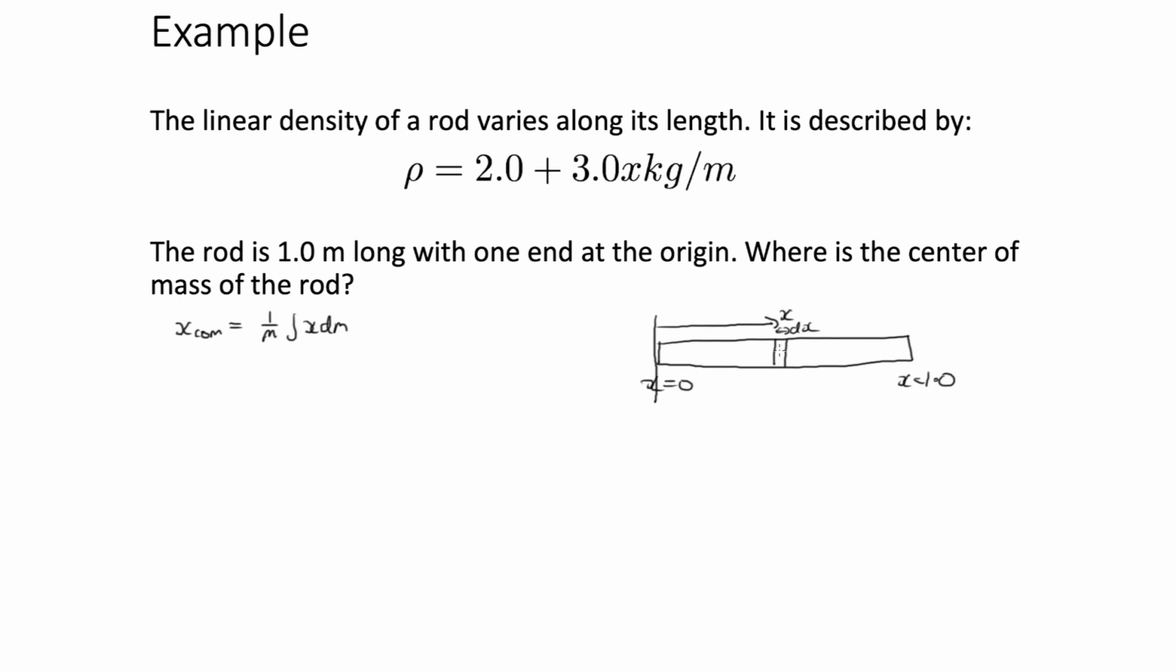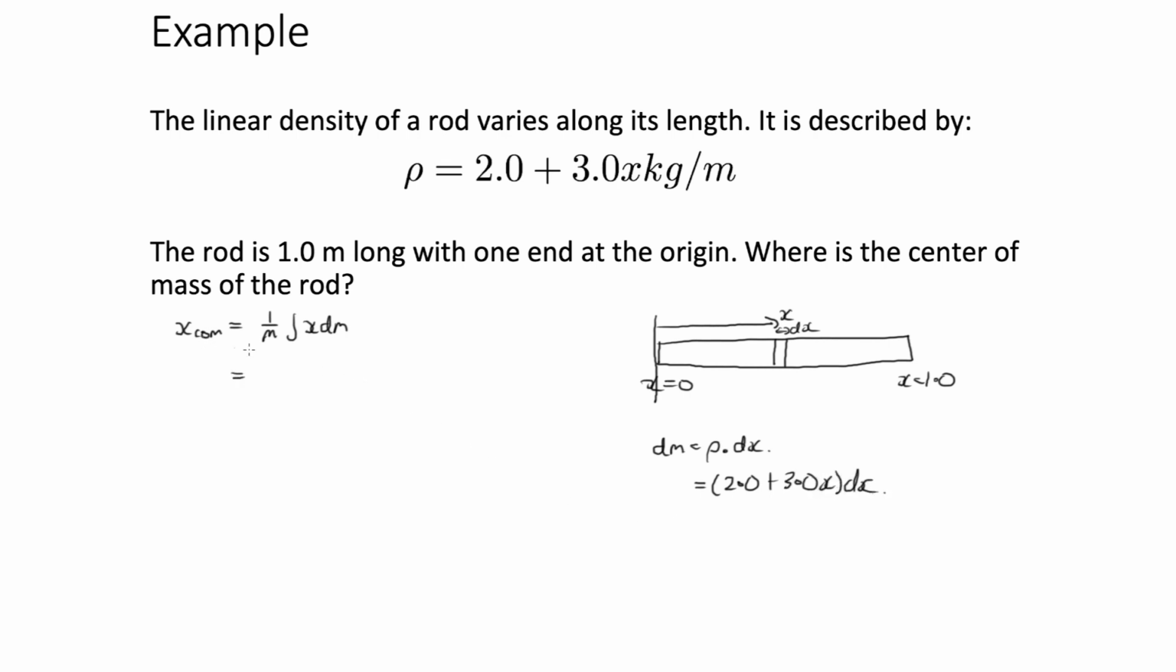So dm physically means, how much does this little component dx weigh? So we can see that dm is going to be equal to the density times dx. So we can substitute in the density from up here: (2 plus 3x) dx.